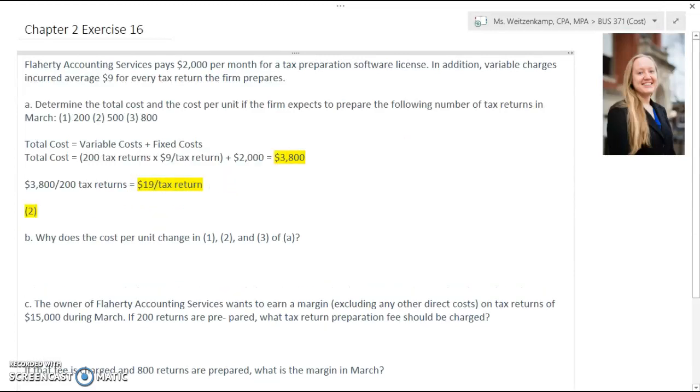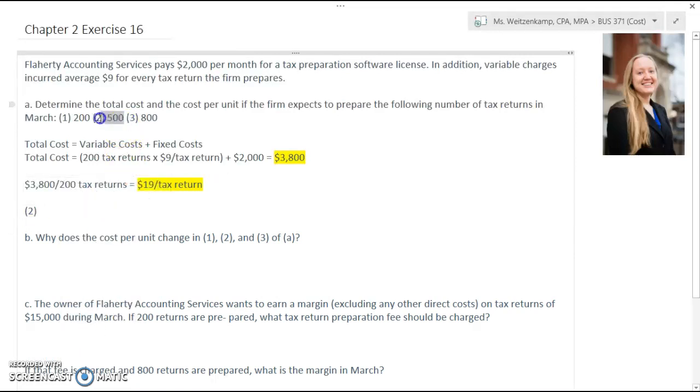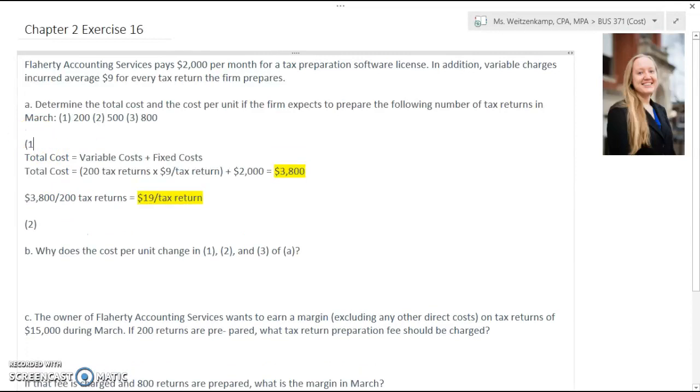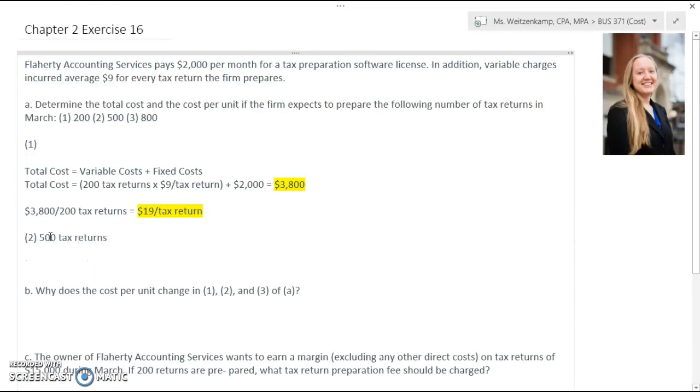Let's take a look at assumption 2. So assumption 2, going back to this problem, we are now going to assume that in March we produce 500 tax returns, or 500 units. And we're asked to calculate total cost, and we're asked to calculate our cost per tax return. So we had to go through the same steps as we did before here for 200 tax returns. So again, our assumption has changed. We are now going to produce 500 tax returns.